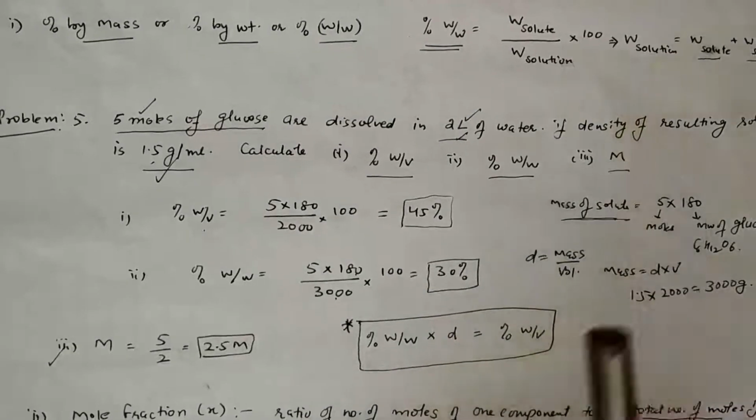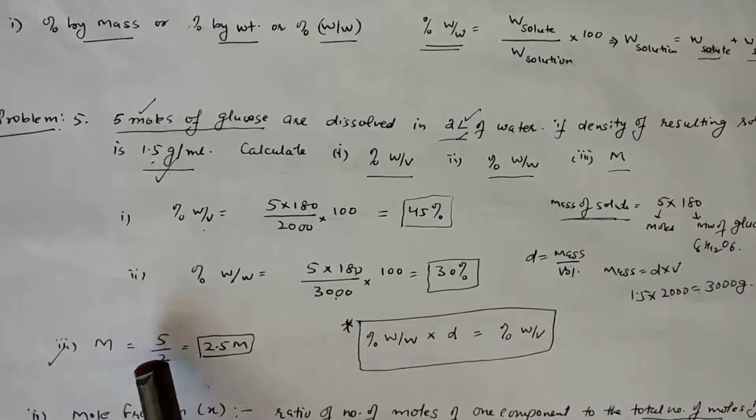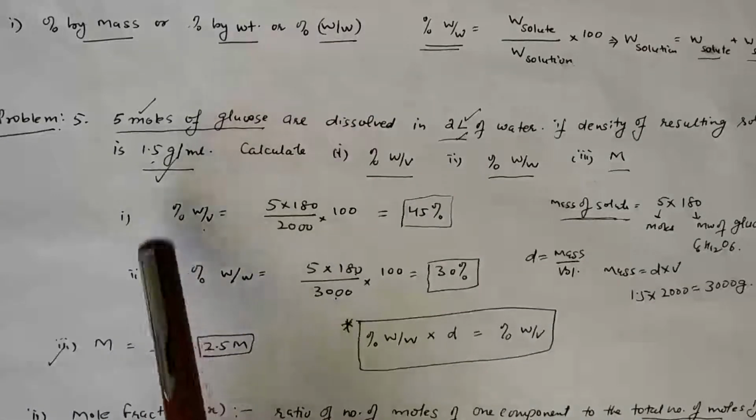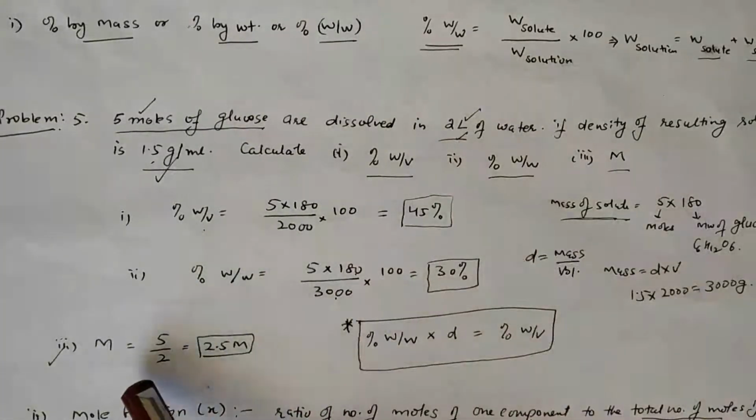Third, we have to calculate the molarity. Molarity is just the number of moles per liter. So there are 5 moles and the solution is 2 liters, so it's 2.5 molar.